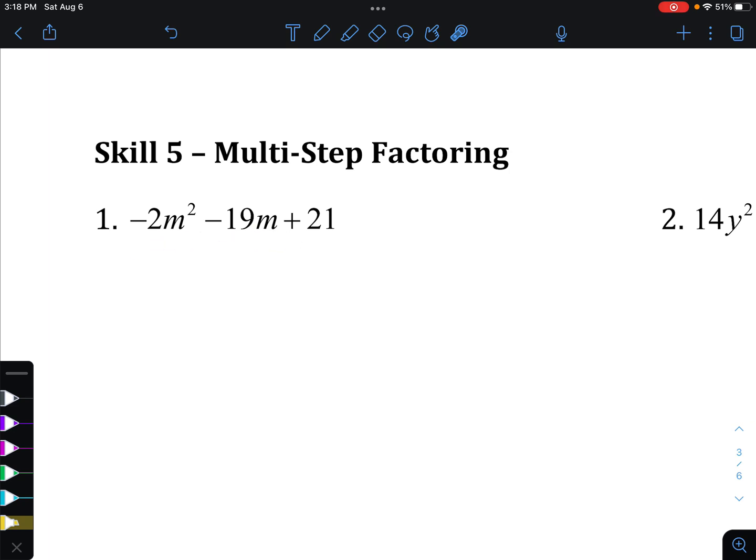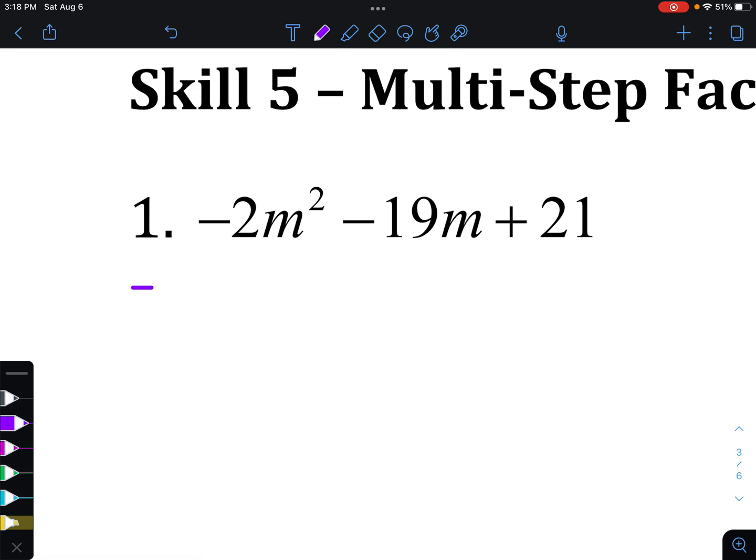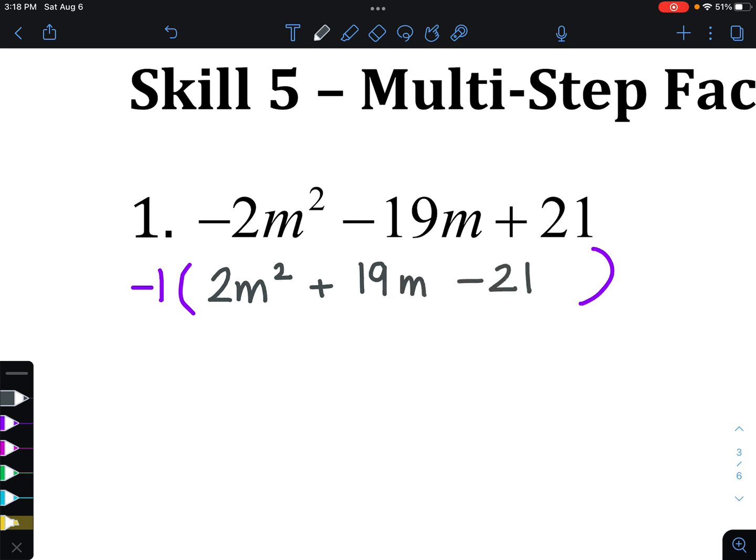I'm going to look for a GCF: 2, 19, 21, no common factor here. But what jumps out at me is this negative leading coefficient. We don't want a negative leading coefficient, so I'm going to first just factor out a negative to make that leading coefficient positive. When you factor out a negative 1, all that does is change the signs of each of the terms. Even though this isn't necessarily a GCF because it's just 1, that negative makes this a leading coefficient.